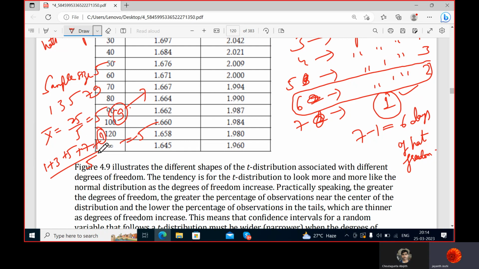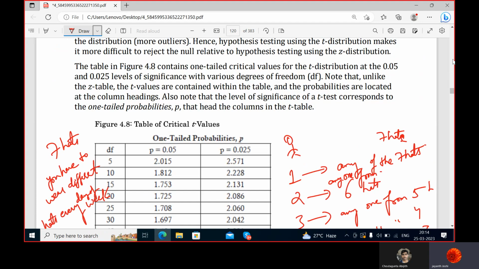So the degrees of freedom is what here out of this 5? 4. Am I right? You can vary these 4 numbers anytime, but the last one should be fixed. That is right or wrong? Yes. That is the concept. That's it. Now you can better explain.